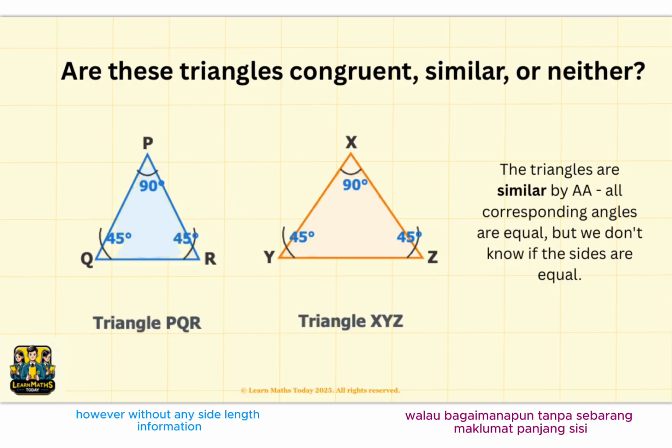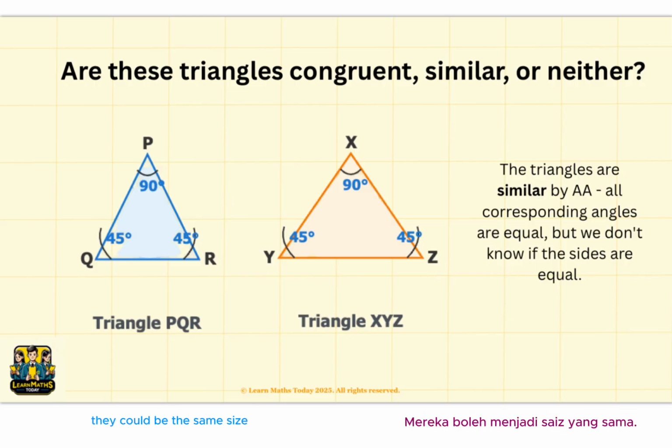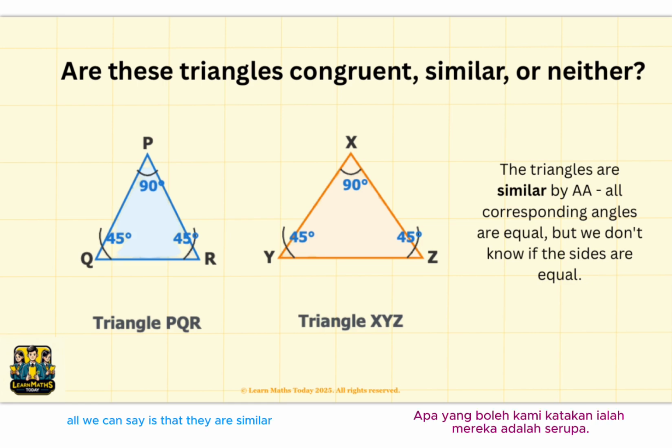However, without any side length information, we do not know whether these triangles are congruent. They could be the same size or one could be larger than the other. All we can say is that they are similar.